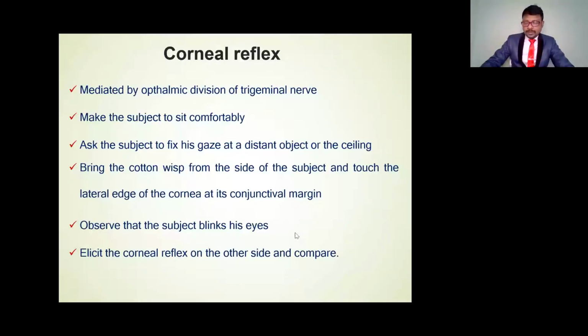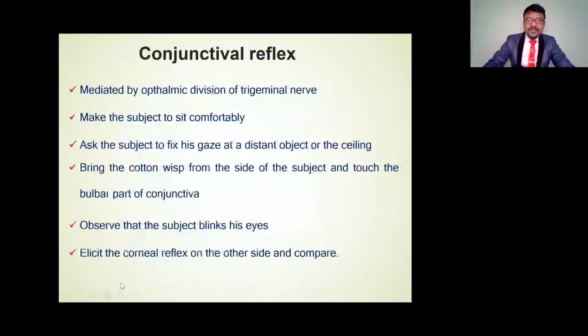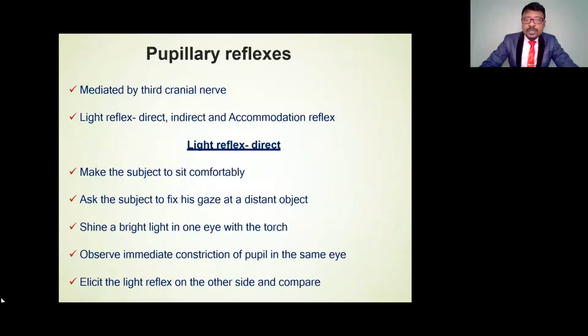Okay, so next, just now we did the corneal reflex, now the conjunctival reflex. We have to irritate the conjunctiva. This also involves the trigeminal nerve, and the facial nerve gives the blinking. We have to do it for both sides, right side as well as left side. We have to continue these, and the next one is the pupillary reflex.